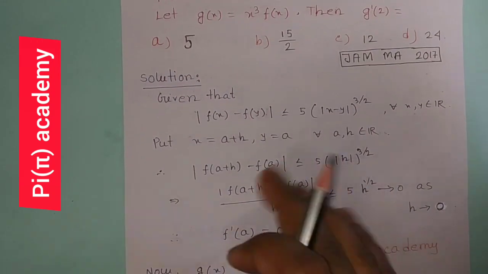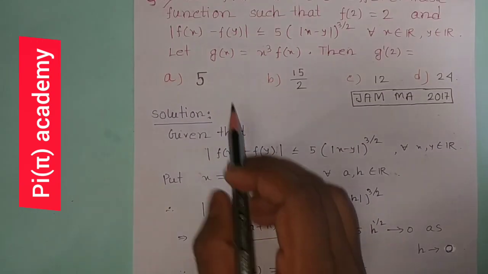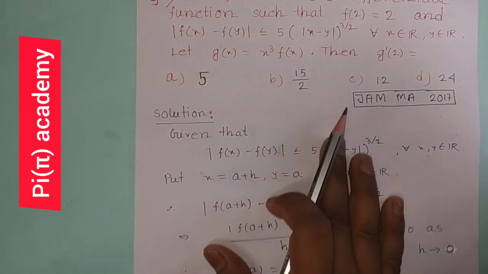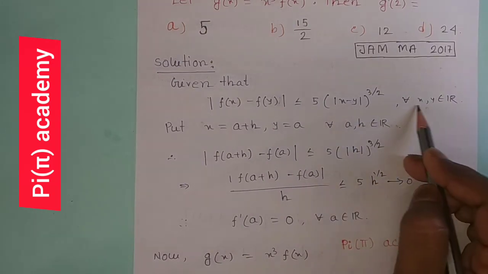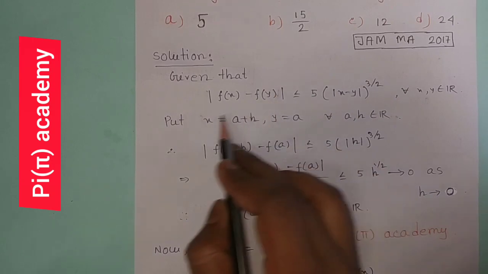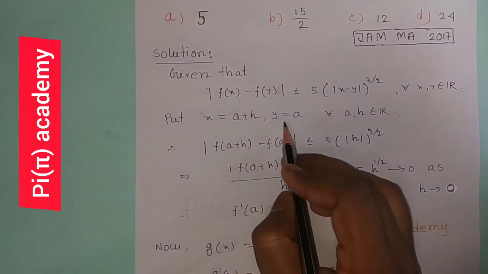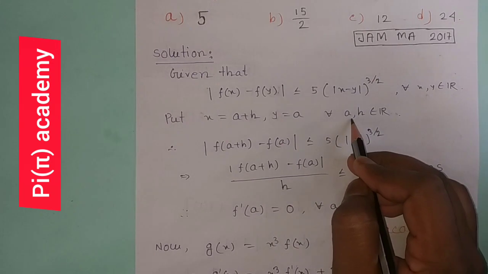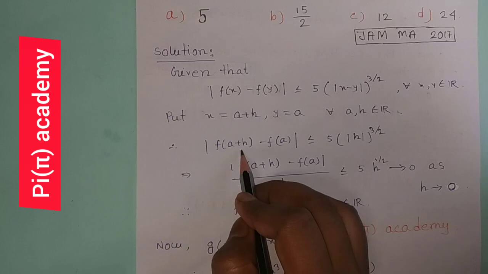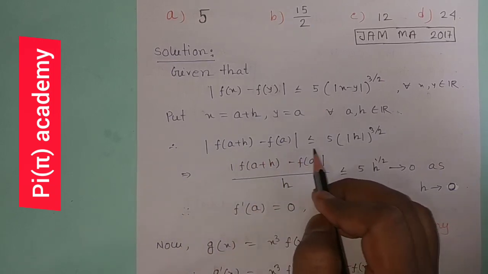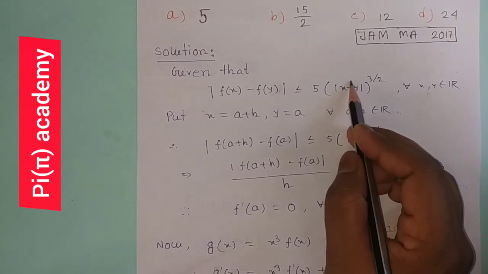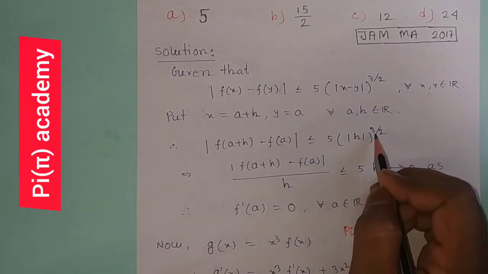Now the solution. Given that mod f of x minus f of y lesser equal to 5 into mod x minus y whole to the power 3 by 2, that is this, for all x, y belongs to R. In this relation we put x equal to a plus h and y equal to a for all a, h belongs to R. Therefore, mod f of a plus h minus f of a lesser equal to here a plus h minus a, that is h to the power 3 by 2.